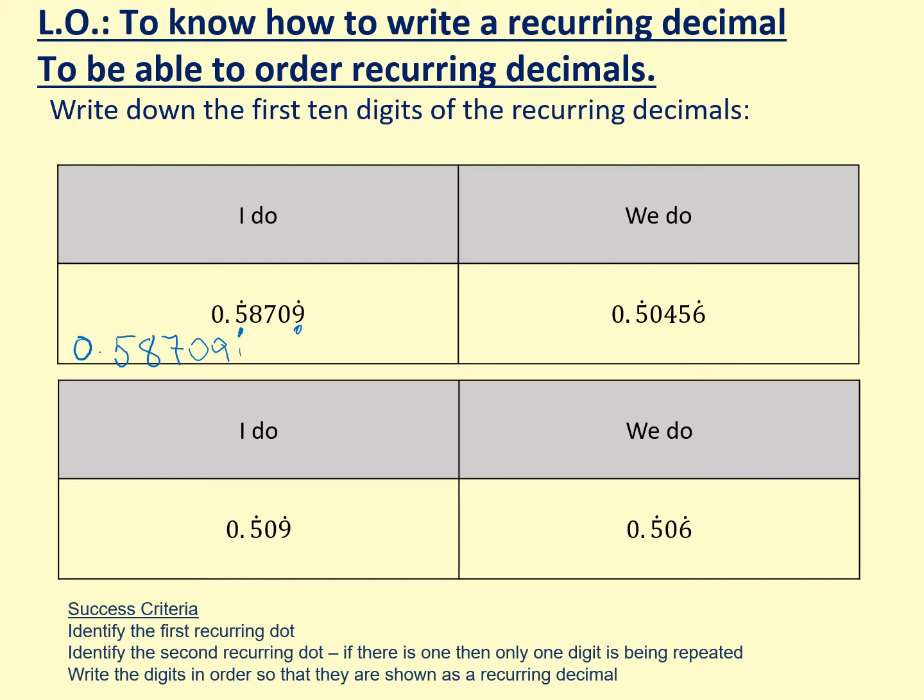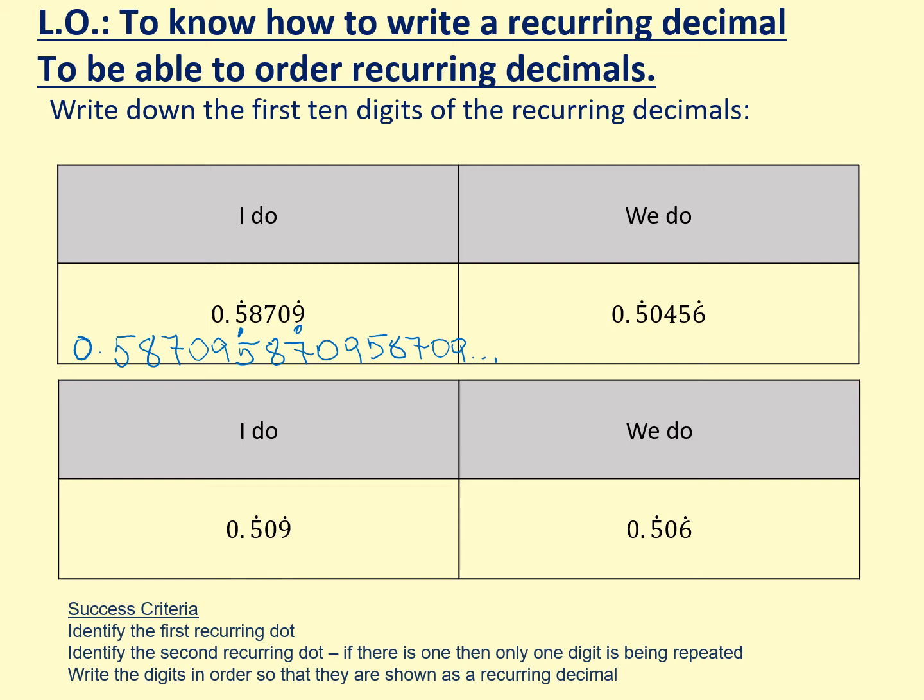So again, 58709, 58709, and so on and so forth. So what I will ask you to do now is to do the second example in your books. Pause the video and take about a minute to write it down.